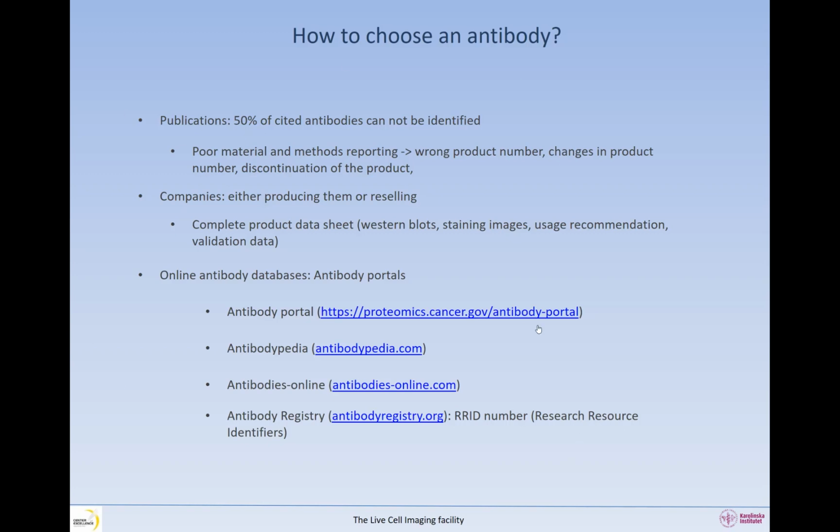So go out there and look a little bit more, not only at what you find in your publication, because you should double check everything before you buy an antibody.